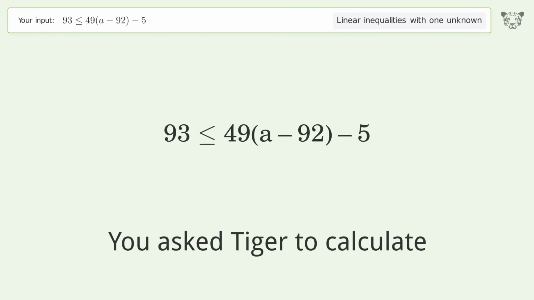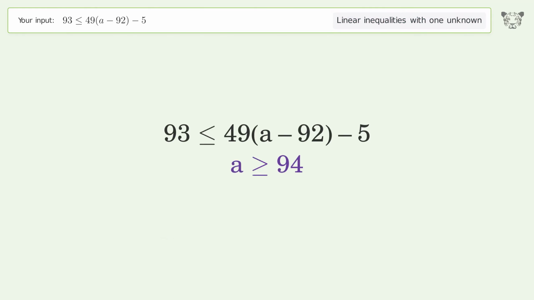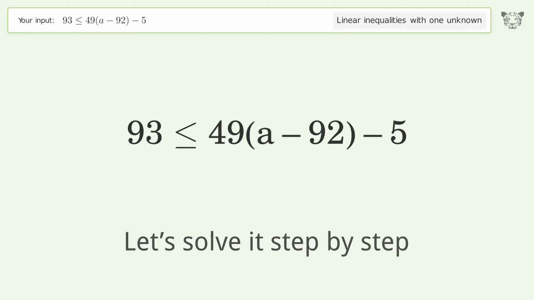You ask Tiger to calculate. This deals with linear inequalities with one unknown. The final result is a equal or greater than 94. Let's solve it step by step.